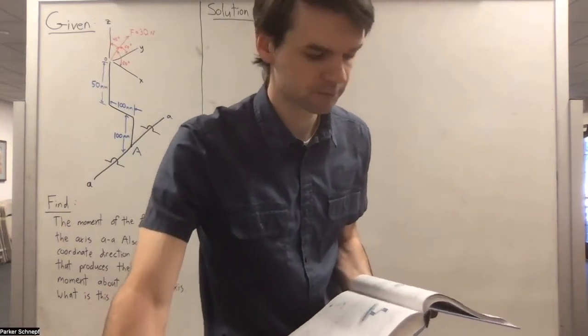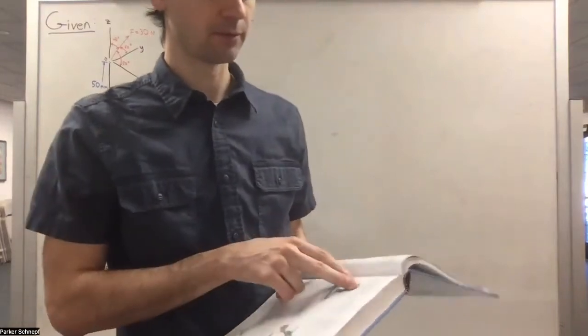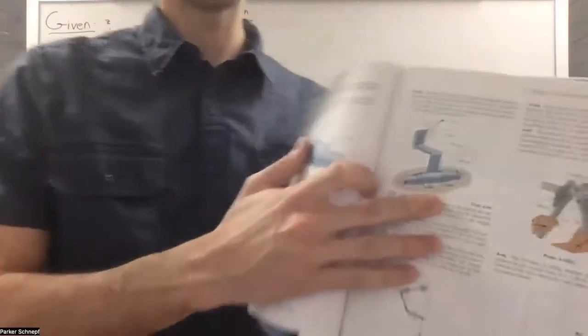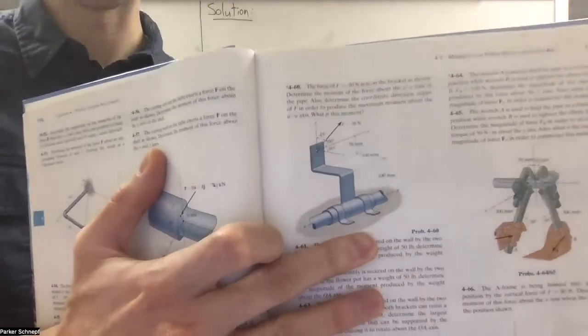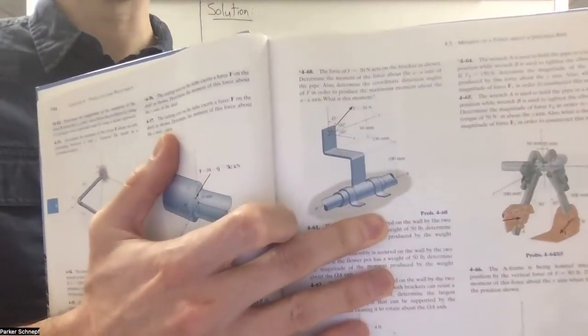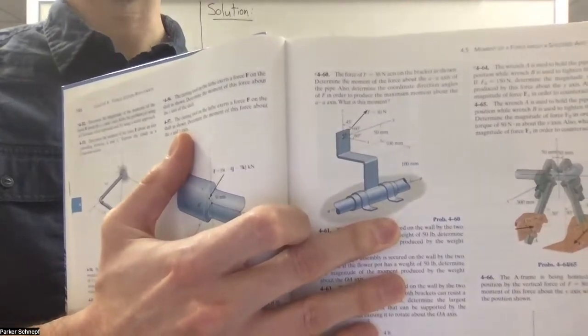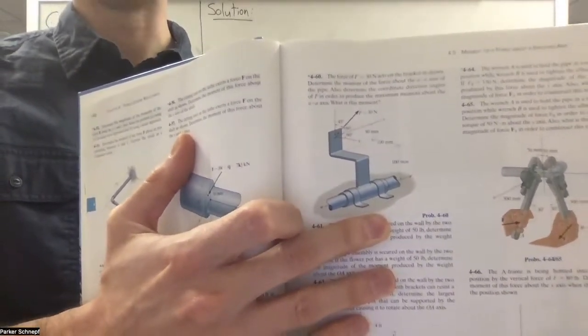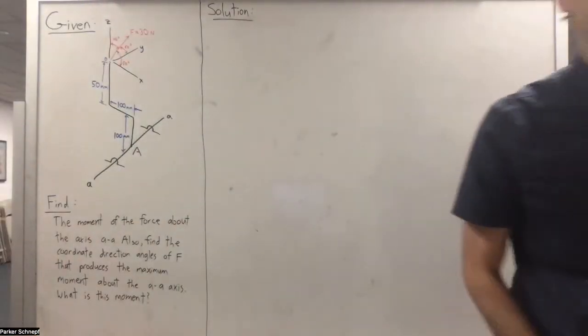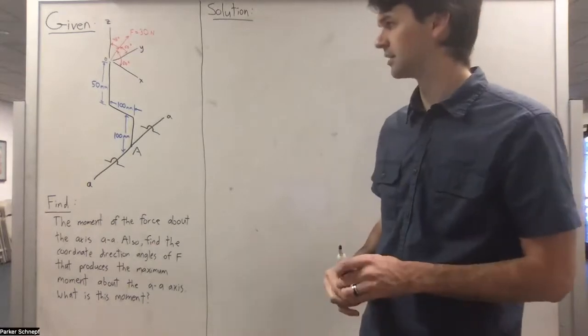So this problem is taken from the 13th edition of the book. It's problem 4-60. And this is what the diagram in the book looks like. You kind of have this angle iron attached to a wall by a bracket, sort of a thing. So I've drawn a simplified version here on the board. So I just have the dimensions.